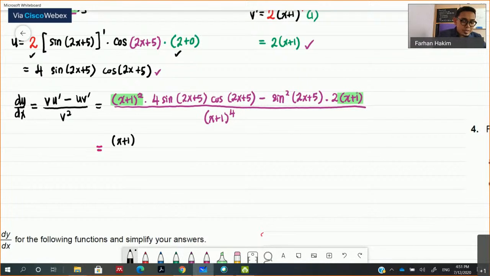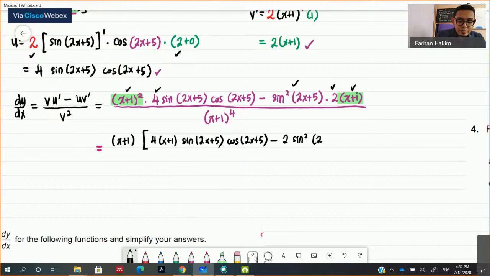Have something like this. So I'm left with the 4, and we have x plus 1 to the power of 1. And we have that sine of 2x plus 5 cos of 2x plus 5. All right. And then I'm going to subtract, with this part having already been factorized in front there. So we're just left with the 2 sine square of that 2x plus 5. Okay. So we have this over x plus 1 to the power of 4. And then we can cancel the x plus 1 with x plus 1 to the power of 4 will give x plus 1 to the power of 3.